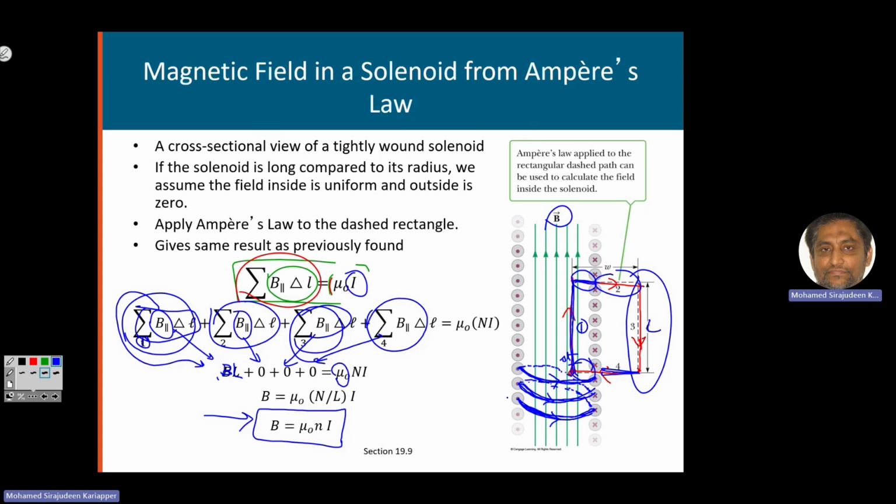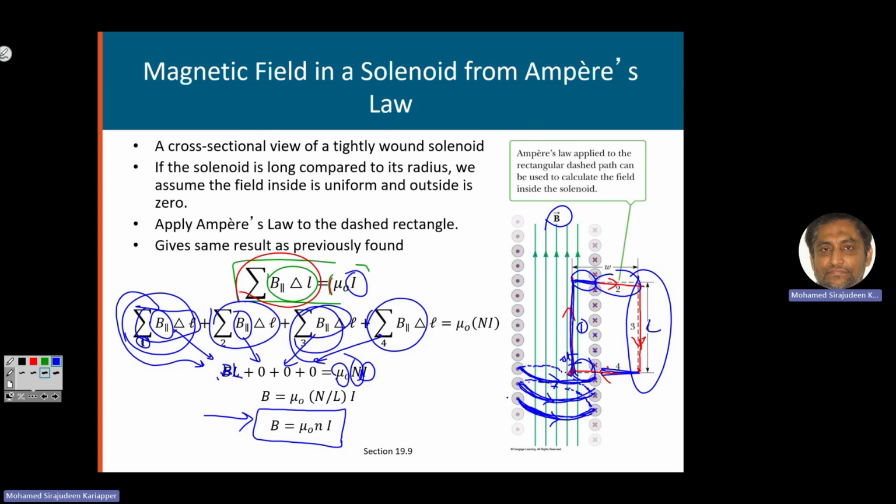Then the right side of Ampere's law has mu0 and the current enclosed by this cyclic path. So we have not just one current, one loop, we have n number of loops. For example, here we are showing 1, 2, 3, 4, 5, 6, 7, or whatever number of loops. So we have to multiply the I from each loop by the number of loops to get the total current.